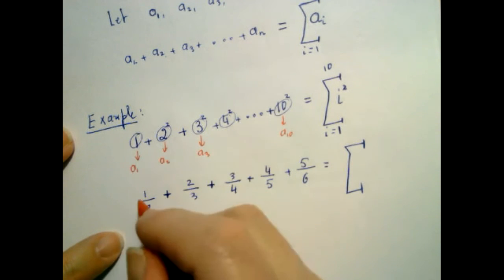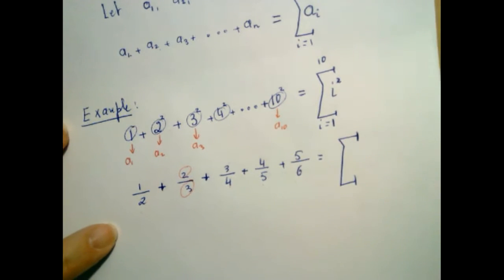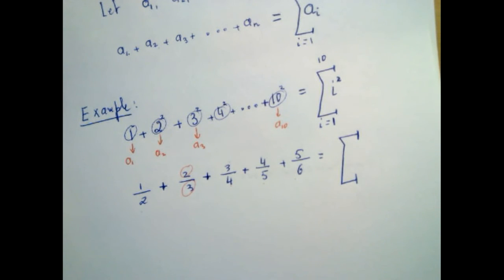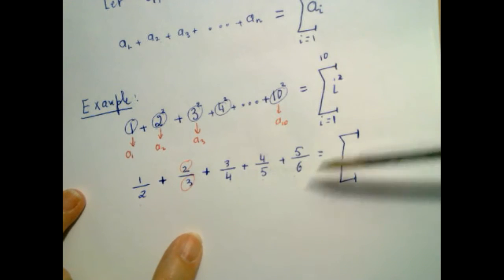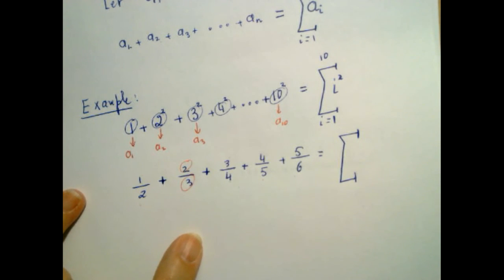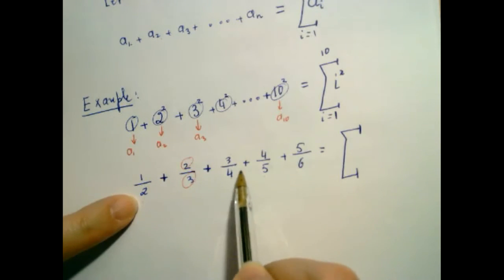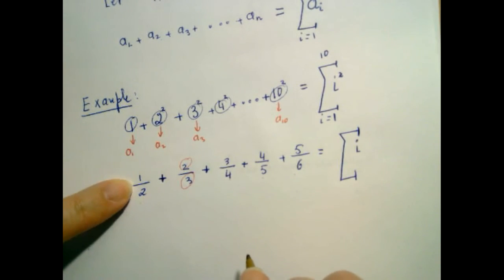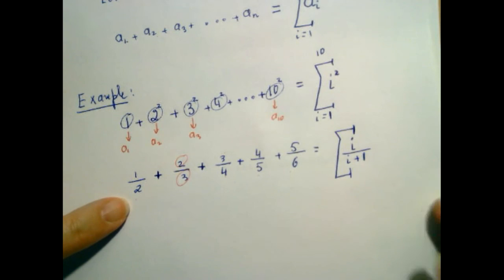First, we watch how the pattern is changing: 1 over 2, 2 over 3, 3 over 4, 4 over 5, 5 over 6. So how can I write this as a sum? How is the term changing? Can anybody see anything? So there is a pattern. It's i over i plus 1. So what your classmate is telling me is that the denominators are 2, 3, 4, 5, 6 and the numerators are 1, 2, 3, 4. So the numerator is i, and my denominator is 1 plus the numerator, i plus 1. So this is the kind of term we're adding.